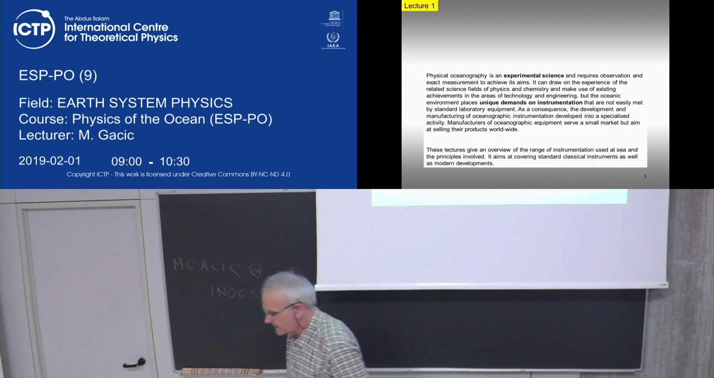Physical oceanography is an experimental science, though not completely, because it has its theoretical part. And if you consider numerical models as an experimental approach, we have a double approach. One is direct observations, the other one is numerical modeling. However, physical oceanography has a very important experimental component and requires observations and exact measurements to achieve its aims.